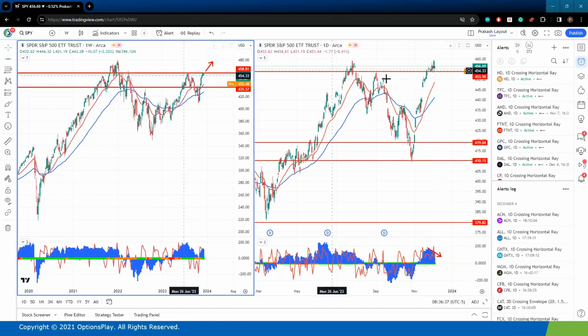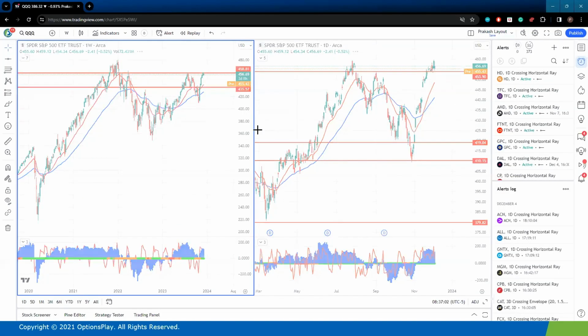But in terms of pullbacks, instead of consolidation, if we do get a pullback, I do potentially see price retracing towards the 21-day exponential moving average. That's one area that I am looking at for a potential pullback. I think pullbacks will be very, very limited. I mean, look at the underlying momentum behind this initial move here for the S&P 500.